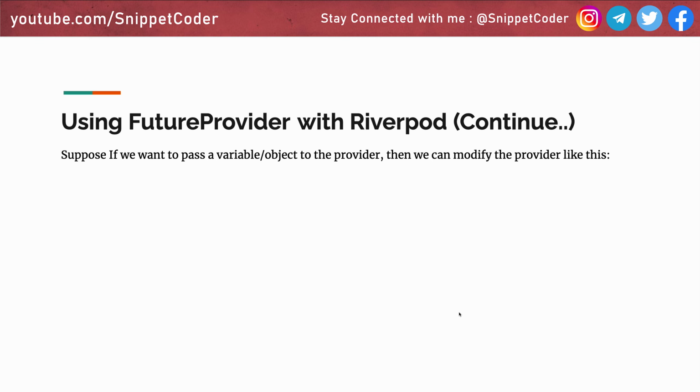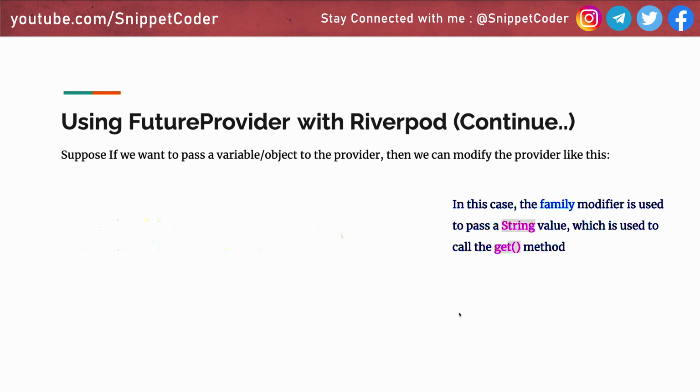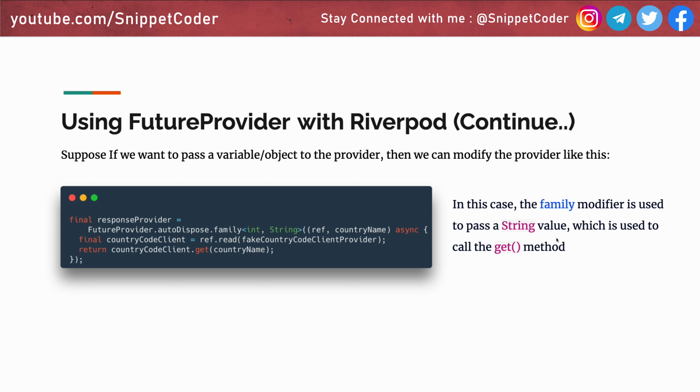So now suppose we want to pass the value instead of doing the hard coding, then let's see how we can do that. In this case we have to use the family modifier, which is used to pass the string value, which is used to call that get method. And here you can see we are using a FutureProvider.autoDispose.family, and here we are passing int as the return type of that function, and the second one is the parameter which we have to pass here, reference, country name, and we are putting it as async here. And here you can see we are calling reference.read, and here we are calling the provider name, and from here we are returning country code client.get, and here we are passing the country name, and it will return us our country name here.